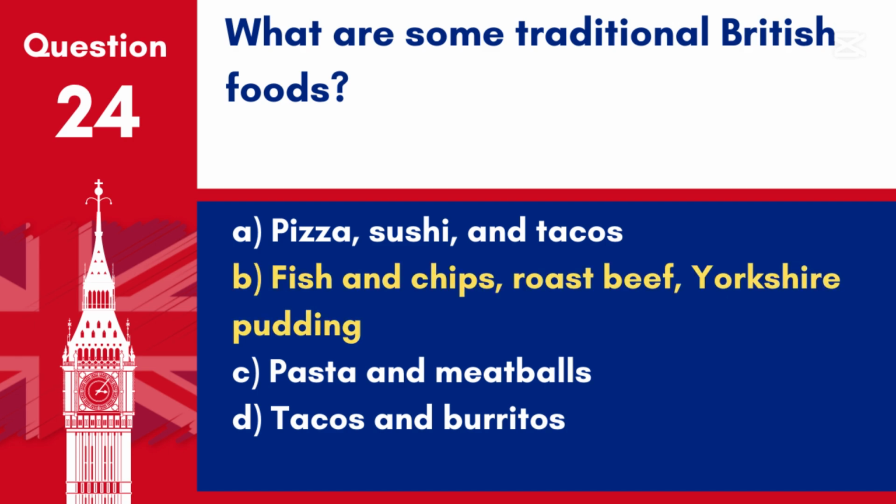Answer: B. Fish and chips, roast beef, Yorkshire pudding. Traditional British foods include hearty dishes like fish and chips, roast beef, and Yorkshire pudding, reflecting the UK's culinary heritage.